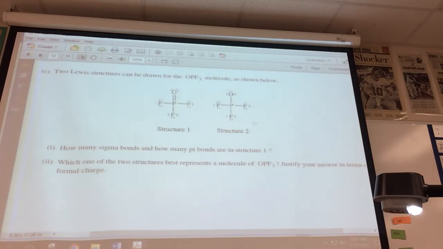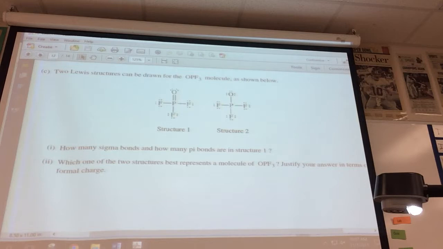In contrast, what's the formal charge on the phosphorus? 1. 1 is correct. 5 minus 4 is 1. And on the oxygen is? 1. 6 minus 7 is? -1. So the best structure is the first because all the formal charges on the atoms are 0, whereas in the second, the phosphorus has a +1 and the oxygen has a -1. Okay? That's all there is, the rest.